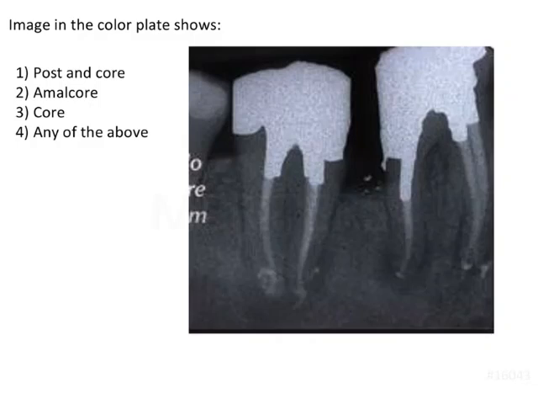The image in the color plate shows post and core, ML core, any of the above. Okay, so the image is showing ML core here. Amalgam core, it is used. This ML core is what is shown in this image. Option 2 is the answer.